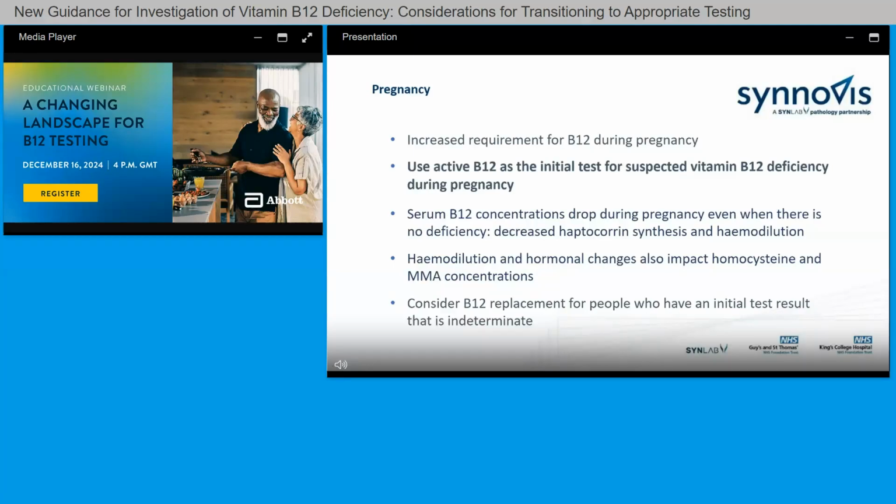So if you are investigating B12 status in pregnancy, it's recommended that you perform the active B12 test. And then even if the B12 test comes back in your indeterminate range, it is better to treat the patient rather than wait for a second-line test.